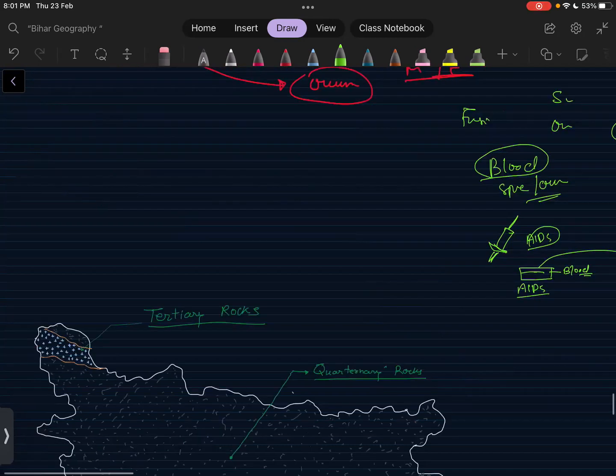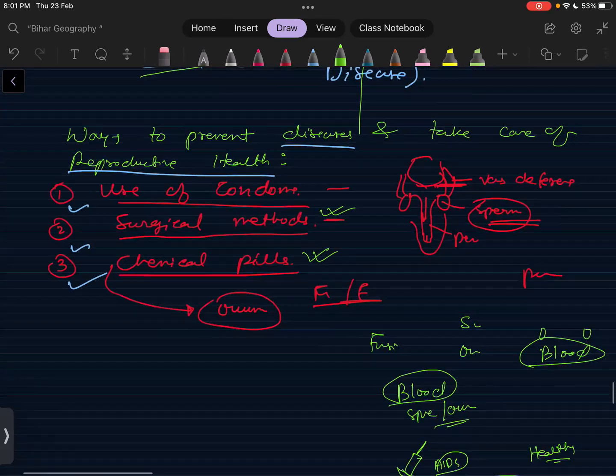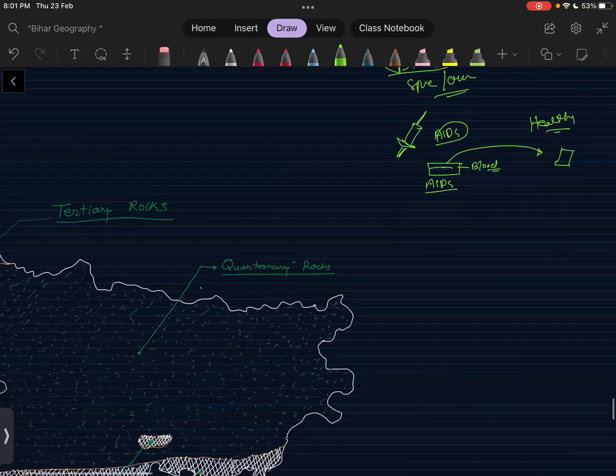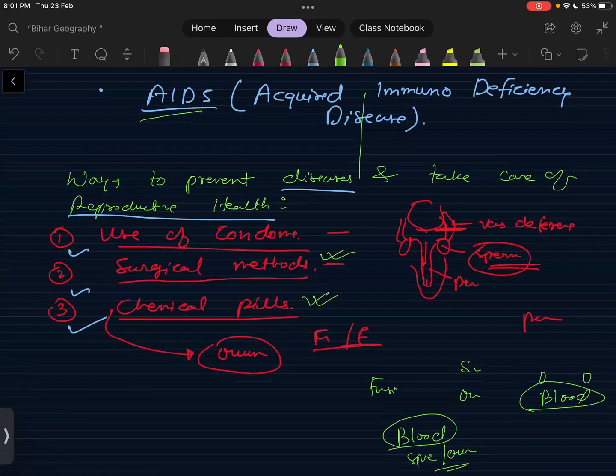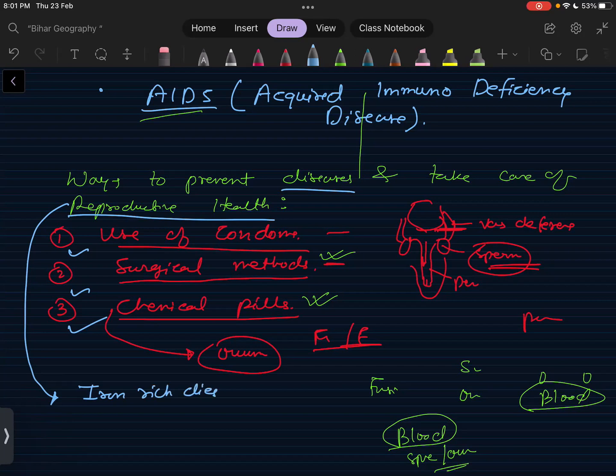Now, next, we're talking about reproductive health. We were talking about the ways to prevent, in which we have talked about how to prevent the transmission of disease. Now, talking about reproductive health. How does one take care of reproductive health? By taking a diet which is rich in iron. So an iron-rich diet should be taken. Now, tell me which foods contain iron in sufficient amount. Like the leafy vegetables.